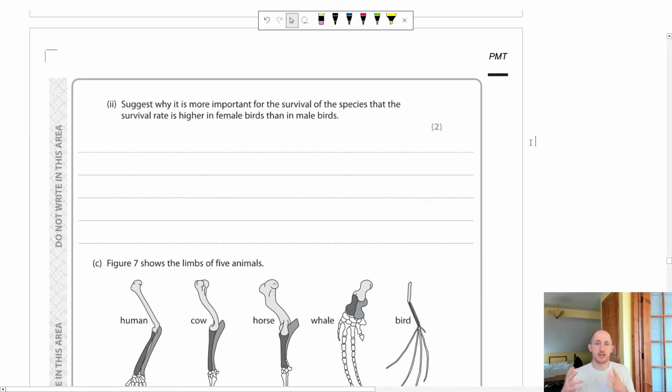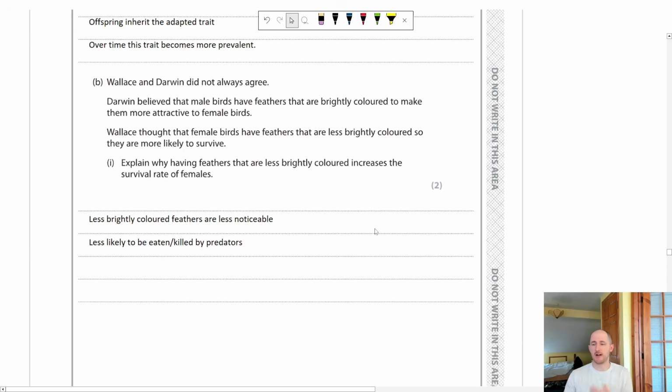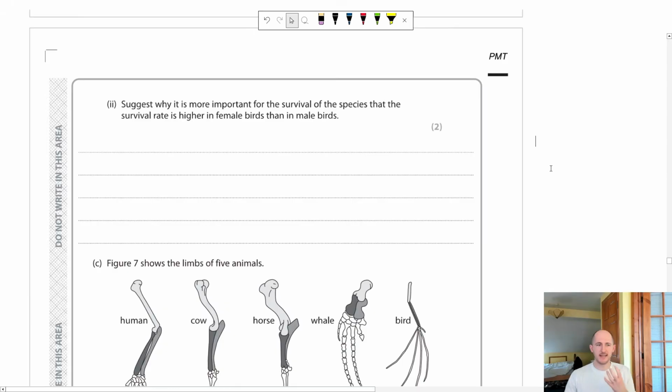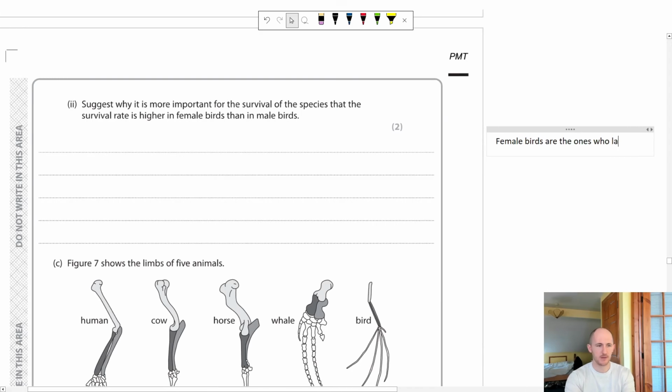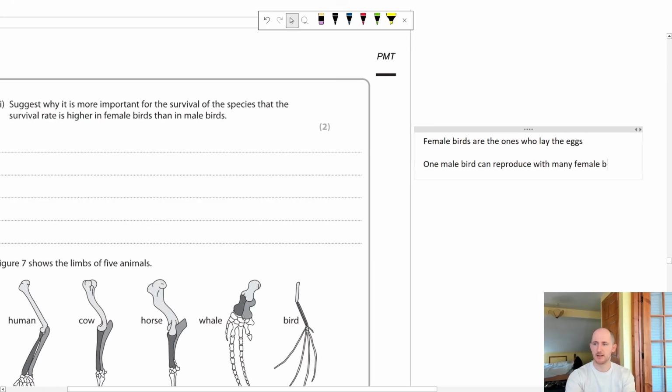And that's again what they were saying back here: the male birds have brightly coloured feathers, which means they're more likely to be eaten and killed. The female birds have less brightly coloured feathers because they need to survive. But why is that? Well, the idea is a few things. Female birds are the ones who lay the eggs or produce the offspring. And here's the big part: one male bird can reproduce with many female birds.